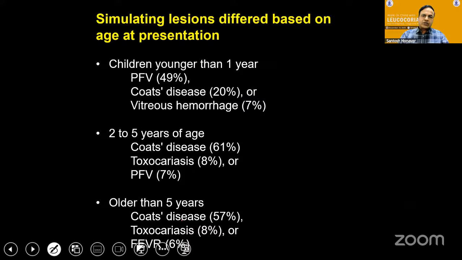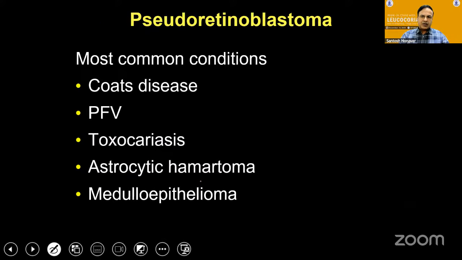Now, based on age itself, you can subclassify leukocoria. The most common in children younger than 1 year, infants, is PFV in about 50%, followed by Coats disease and vitreous hemorrhage. In a child who's between 2 to 5 years of age, Coats disease comes on top, followed by toxocariasis and PFV, whereas in older children, again, Coats disease is on top, about 57%, followed by toxocariasis and FEVR.